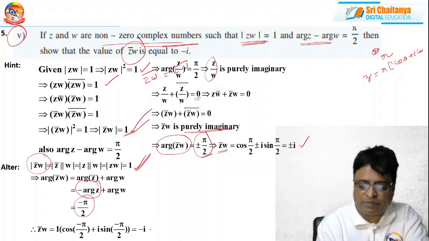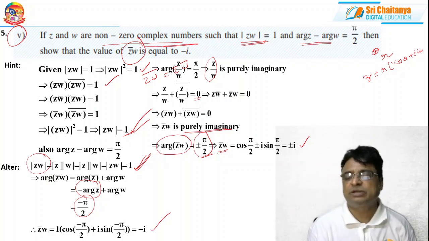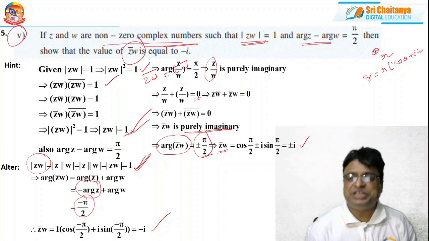Therefore, my complex number is r into cos theta plus i sin theta. Apply that, and you will get the answer as minus i. Clear?